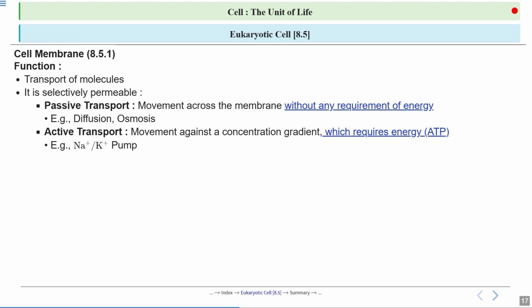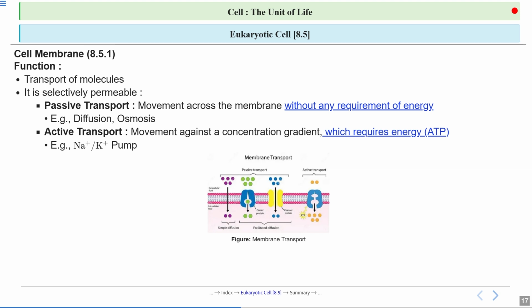Diffusion is the transport of the solute from a region of higher concentration to lower concentration. And osmosis is the transport of the solvent from a region of low concentration of solute to high concentration of solute. Then you have active transport. This is the movement against the concentration gradient. That's why energy is required in the form of ATP. For example, sodium potassium pumps.